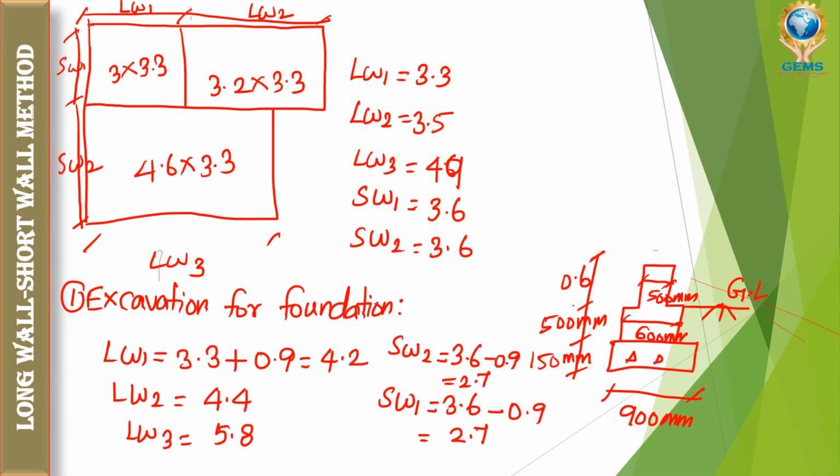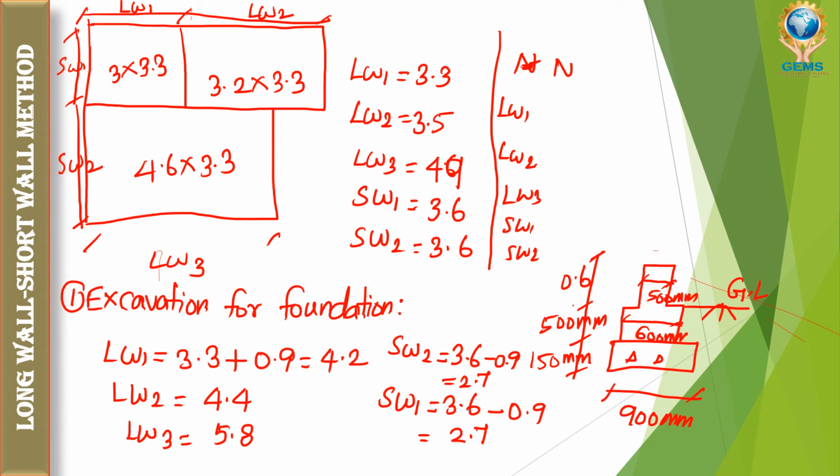So after that, what do we need to do? We need to find the values in the table. Every length we have found, then the n value. So the n value for LW1, LW2, LW3, SW1, SW2. I will put the n value here. So the n value equal to what?